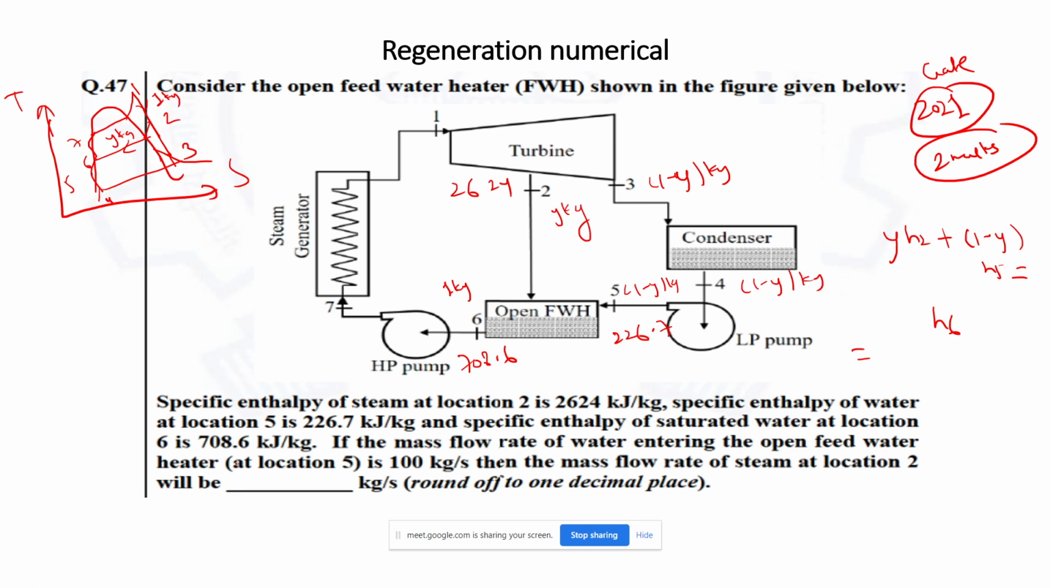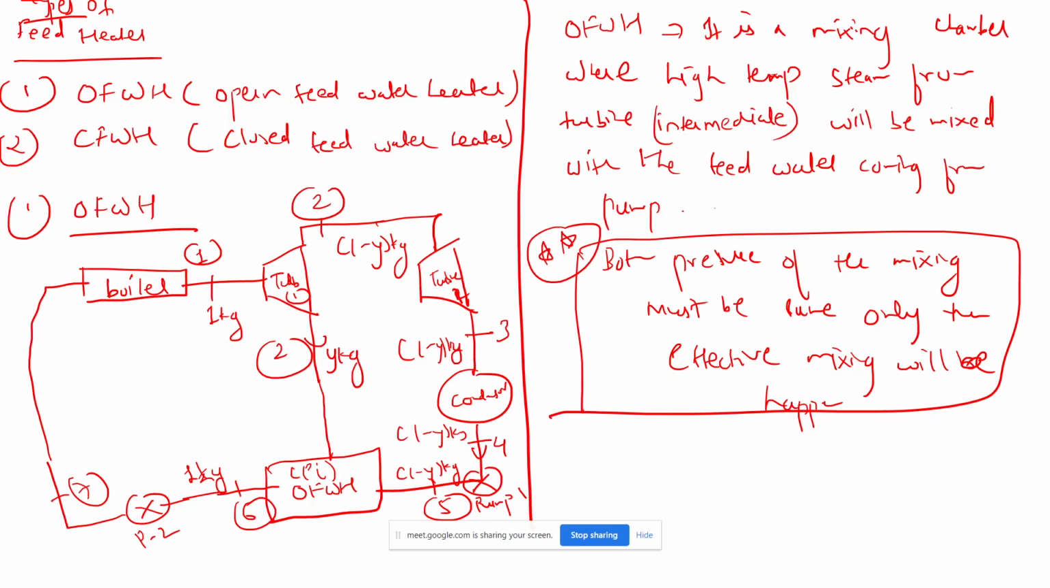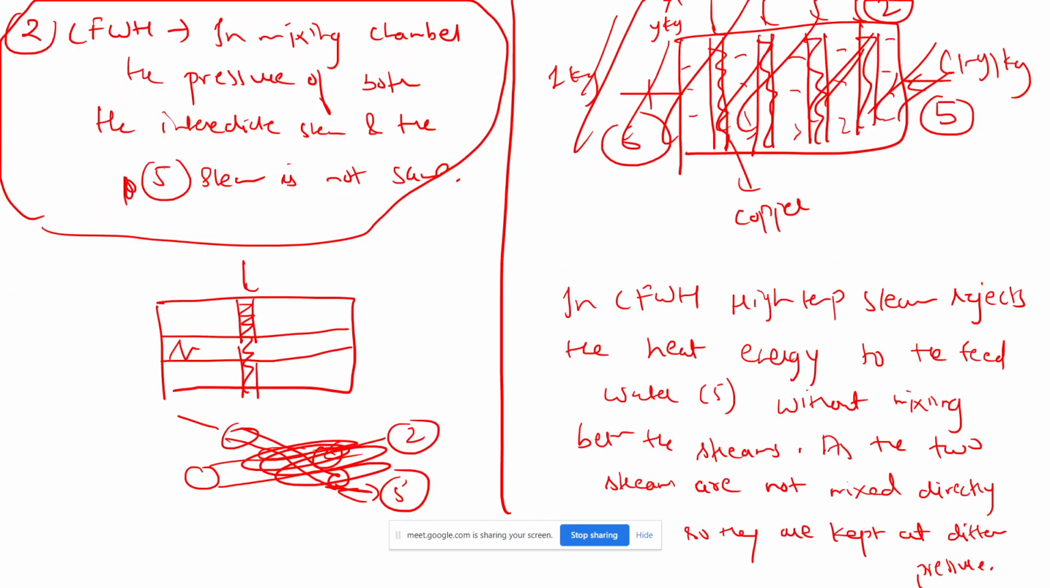Answer I'll write 25.2. Y, we don't know the value of y. Okay. H2 we know, 2624 plus 1. Actually what they have given, 1 minus, wait, we have to draw again. I made some mistake, I think so.